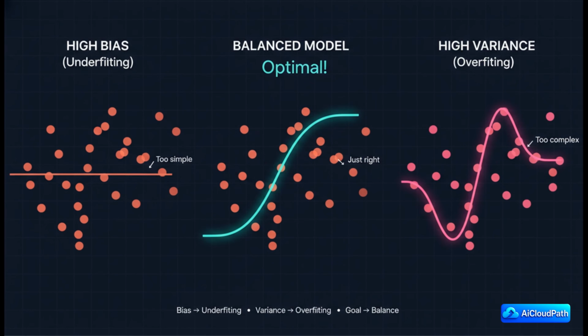Well, the goal is a balanced model, and you can see what that looks like right here. It's not a rigid straight line that misses the trend, and it's not some chaotic squiggle that's memorized every single dot. It's this beautiful, smooth curve that gracefully captures the important signal from the data without getting distracted by all the random noise. That's the sweet spot.